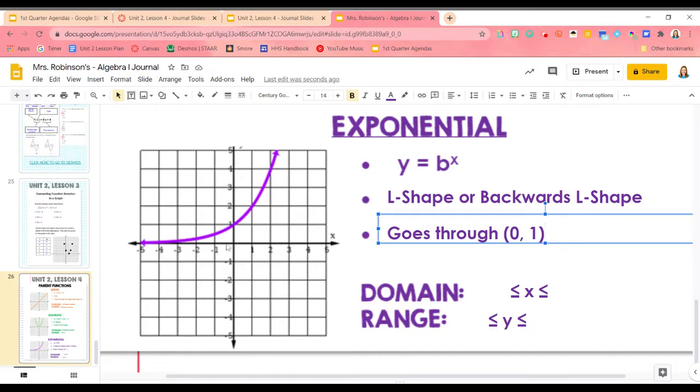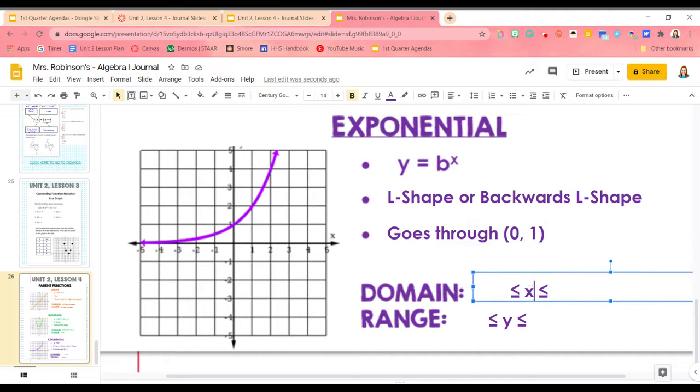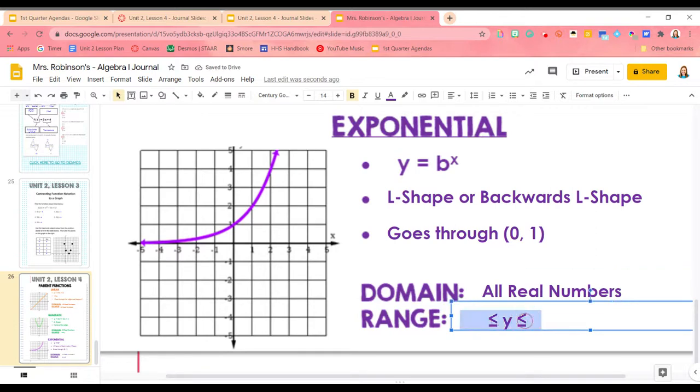So let's talk about our domain. So how far left are we going? Well, there's an arrow. It's not going to stop. So it takes in all these numbers on this side, and then over here, right, there's also an arrow. So guess what? All real numbers. Our domain is all the real numbers for x values.